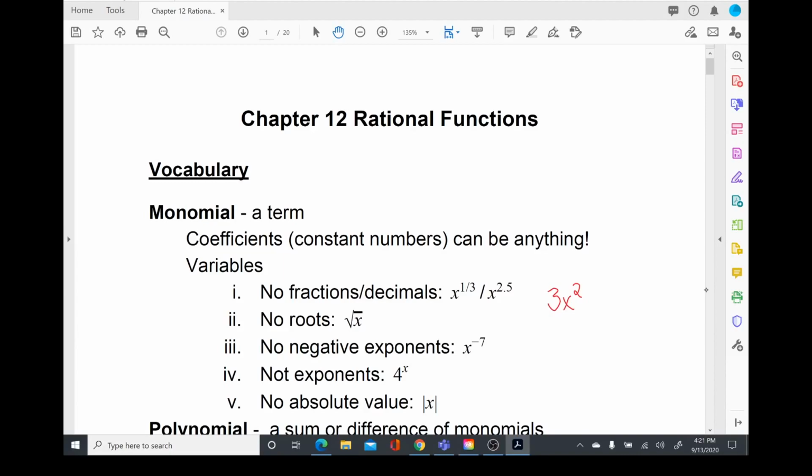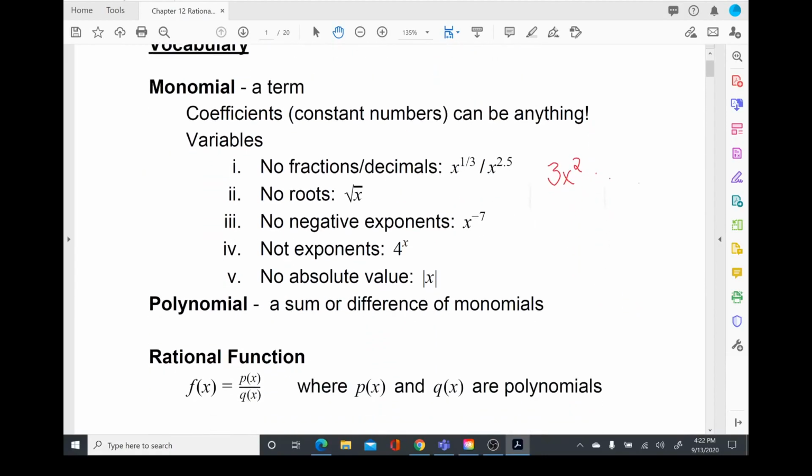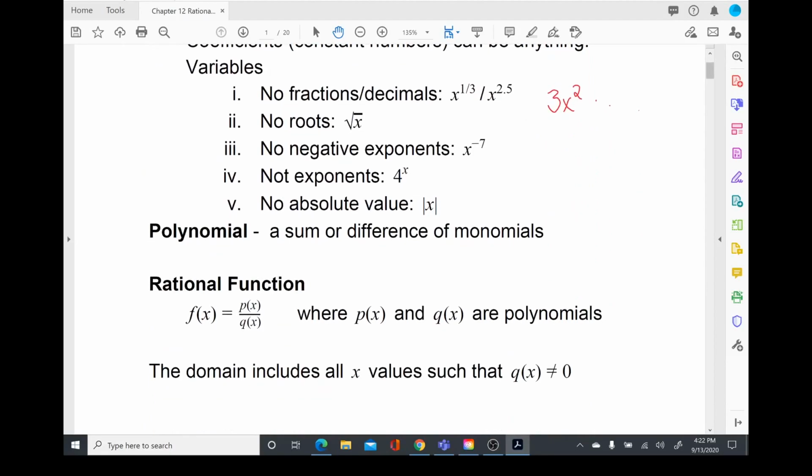If I were to put a plus sign in and another term, I would now have a binomial, but a monomial is just that first term. Moving on. A polynomial is a sum or difference of monomials. I just gave you an example of a binomial. A binomial is a polynomial. A monomial is a polynomial. A polynomial is a bunch of terms that are each monomials that are connected with addition or subtraction.